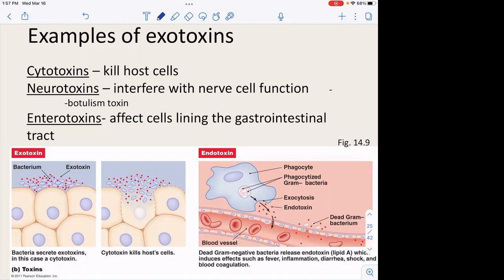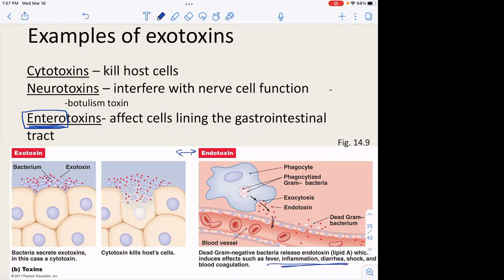Another kind of toxin, enterotoxin. There's that root entero. Again, these are toxins that act on the cells lining our gastrointestinal tract. A lot of foodborne illness is due to the production of enterotoxin, giving us diarrhea or causing vomiting. Here's your book's little comparison of endotoxin and exotoxins.